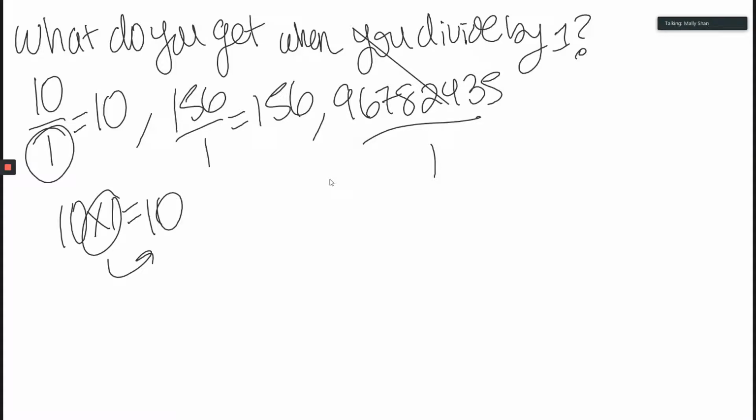Now, what happens when you divide a number by itself? We said that if we divide a number by 1, you get the same number. But what happens when you divide the number by itself? Exactly, we just get 1.